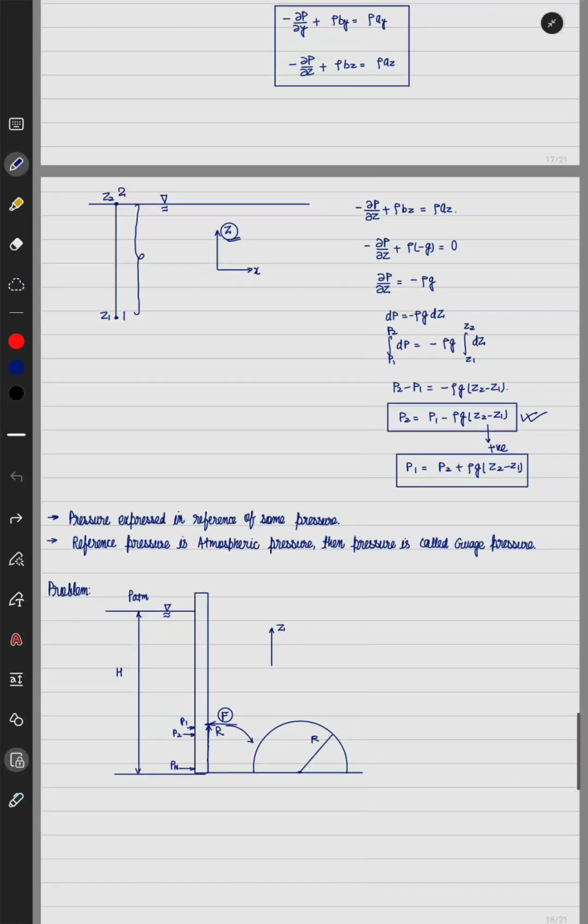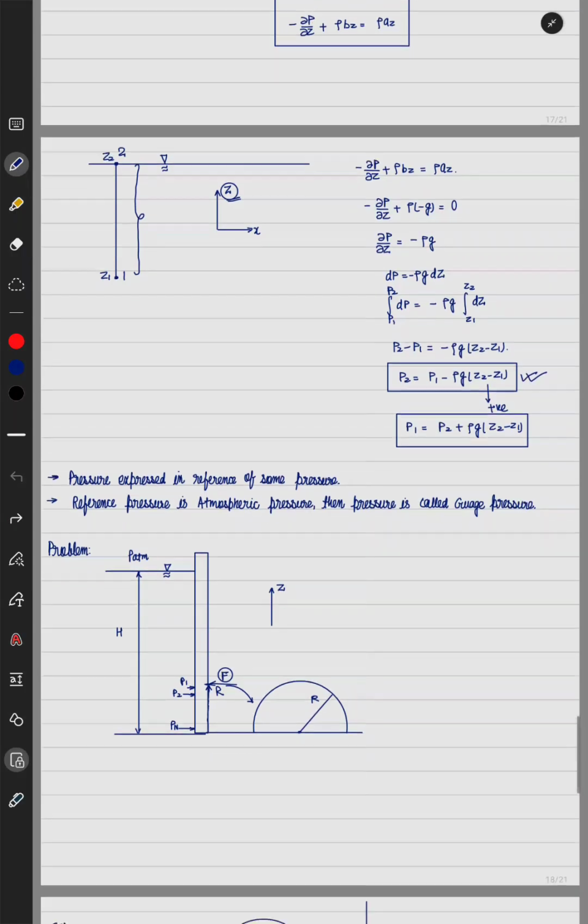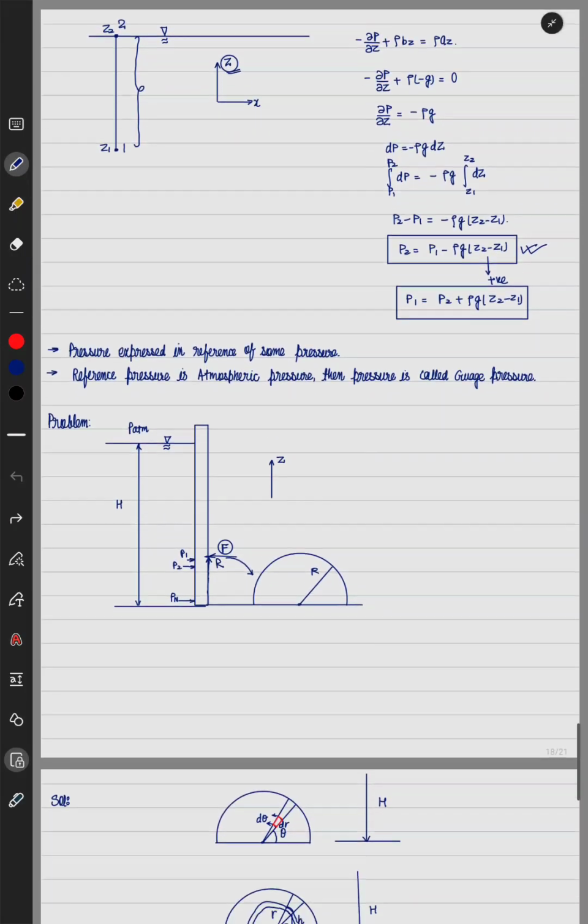So we used this differential equation in order to derive the formula for pressure at any point. If I know the pressure at one given point, with respect to that, how can I find the pressure at another point? That is given by P2 is equal to P1 minus rho g into Z2 minus Z1. Z2 minus Z1 is the difference in height.